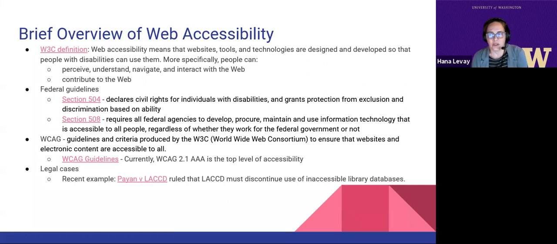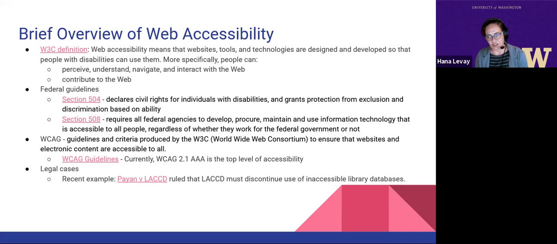The World Wide Web Consortium, the W3C, says that web accessibility means that websites, tools, and technologies are designed and developed so that people with disabilities can use them. They can perceive, understand, navigate, and interact with the web, as well as contribute to the web. There are federal guidelines requiring that federal agencies provide accessible information technology. Many states have additional similar guidelines. The W3C has provided guidelines for ensuring accessibility called WCAG.